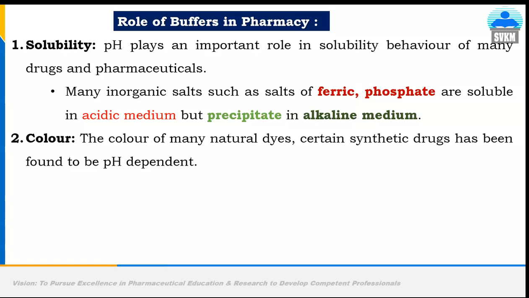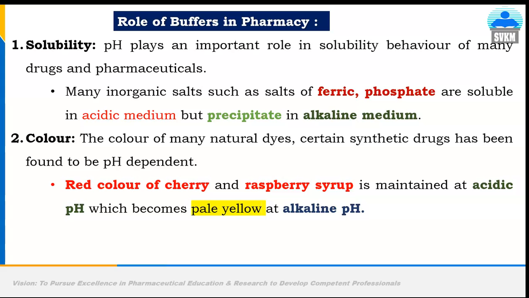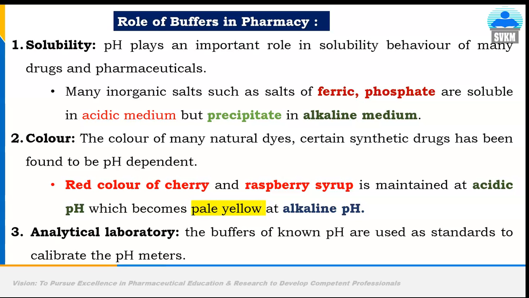Then color. The color of many natural dyes and certain synthetic drugs has been found to be pH dependent. For example, the red color of cherry and raspberry syrup is maintained at acidic pH, which becomes pale yellow at alkaline pH. Then third one, analytical laboratory. Buffers of known pH are used as a standard to calibrate the pH meter.